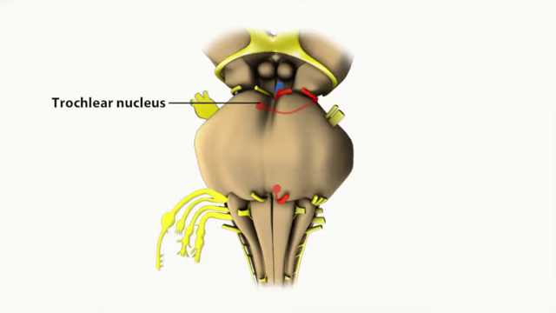Thus, if the nucleus is damaged, the contralateral superior oblique muscle is affected. But if the nerve is damaged, the ipsilateral superior oblique muscle is affected.